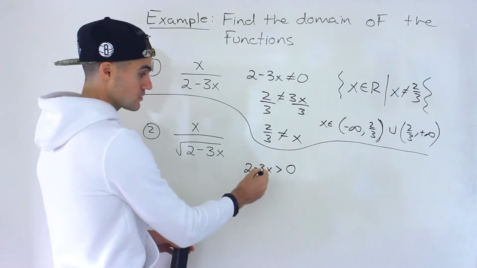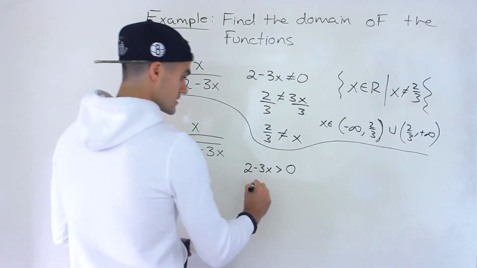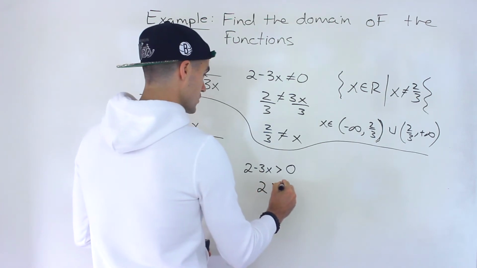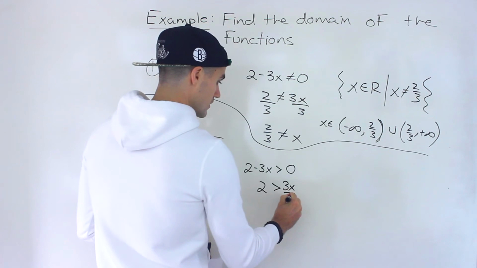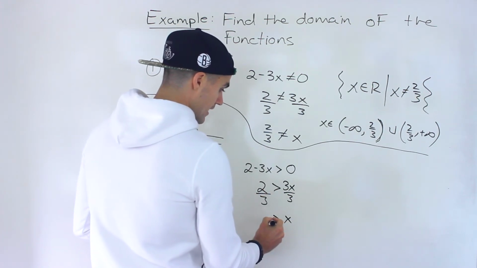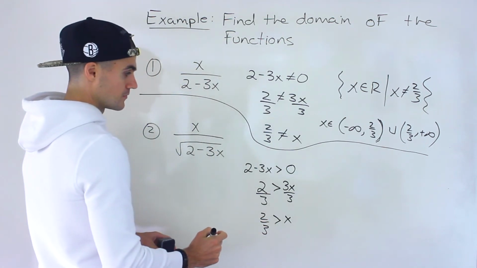So 2 minus 3x has to be greater than 0. And so if we isolate for the x this time, it means 2 has to be greater than 3x. Divide both sides by 3. It means x has to be less than 2 over 3.